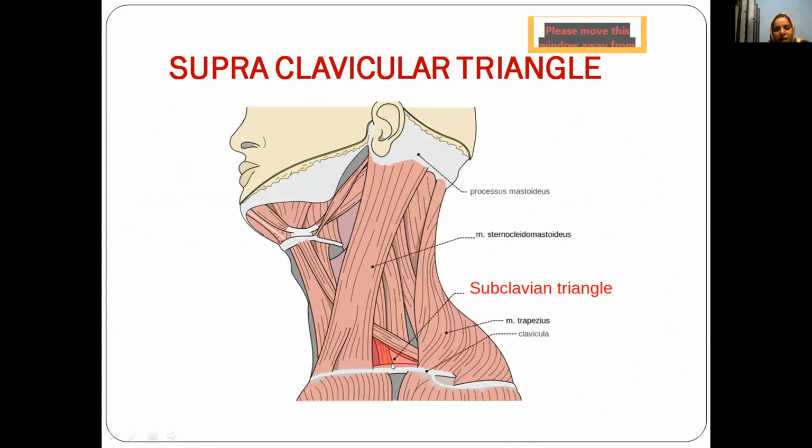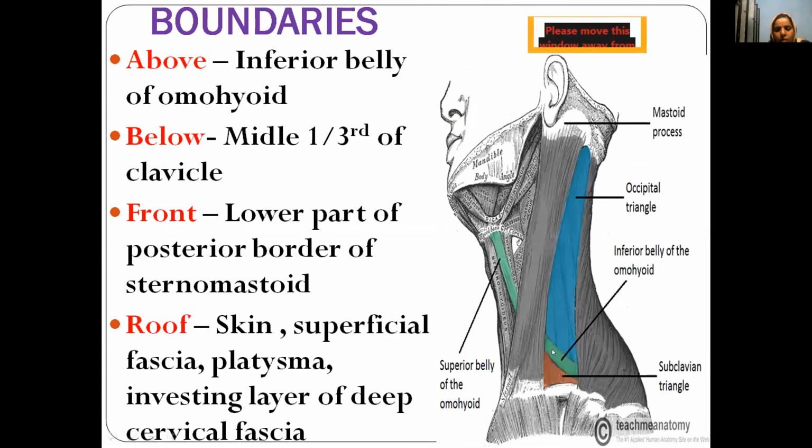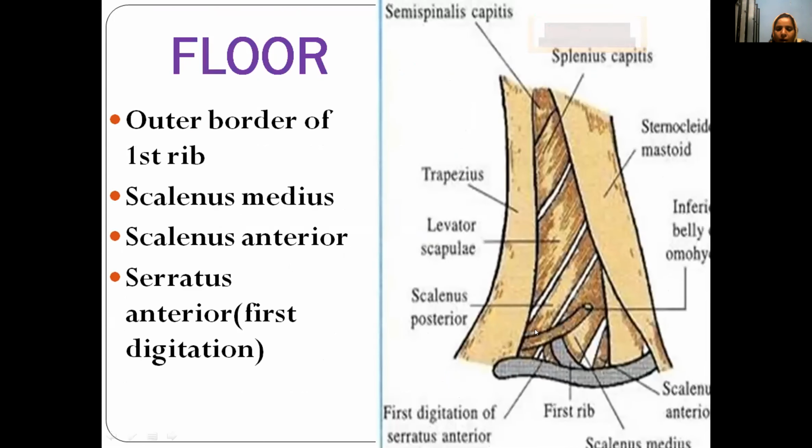The subclavian triangle is also called supraclavicular. So what are the boundaries we have? Superiorly it is the inferior belly of omohyoid. Inferiorly it is the middle one third of the clavicle. In front is the lower part of the sternocleidomastoid, its posterior border, isn't it? Roof: the same thing, skin, superficial fascia, platysma, investing layer of deep cervical fascia. This is our inferior belly of omohyoid.